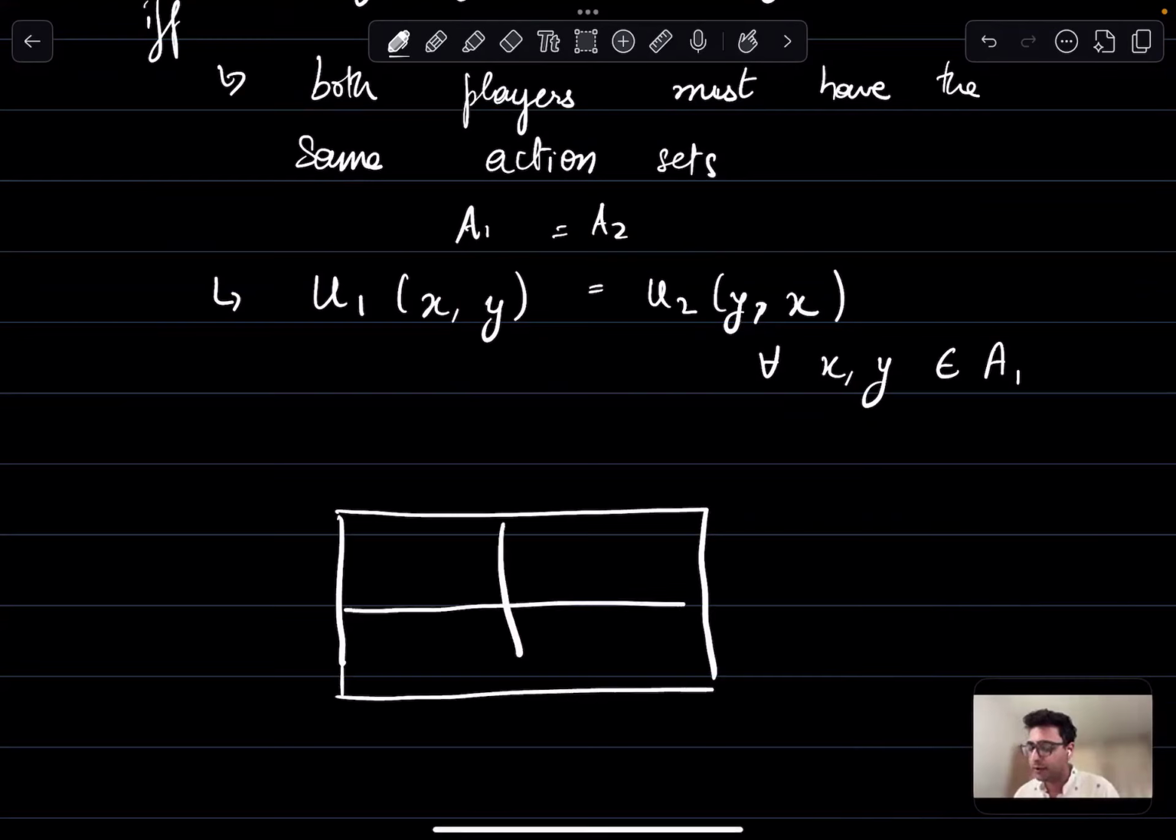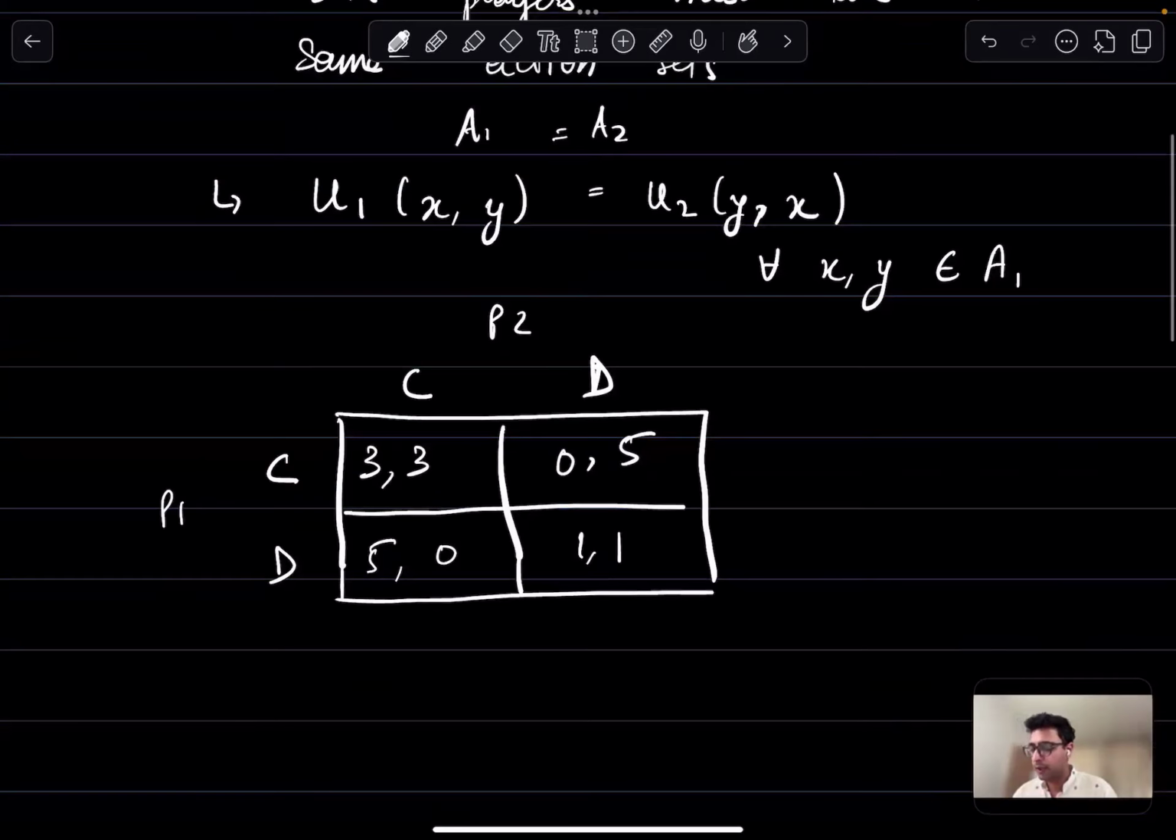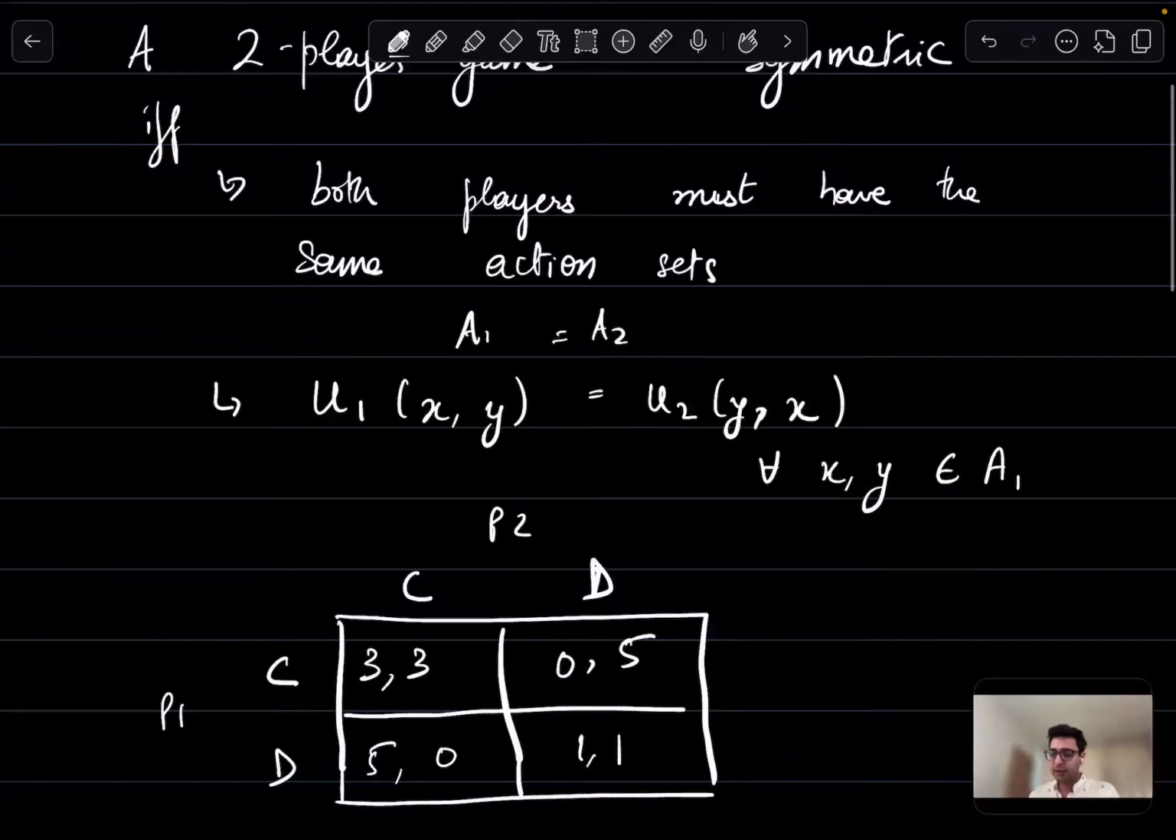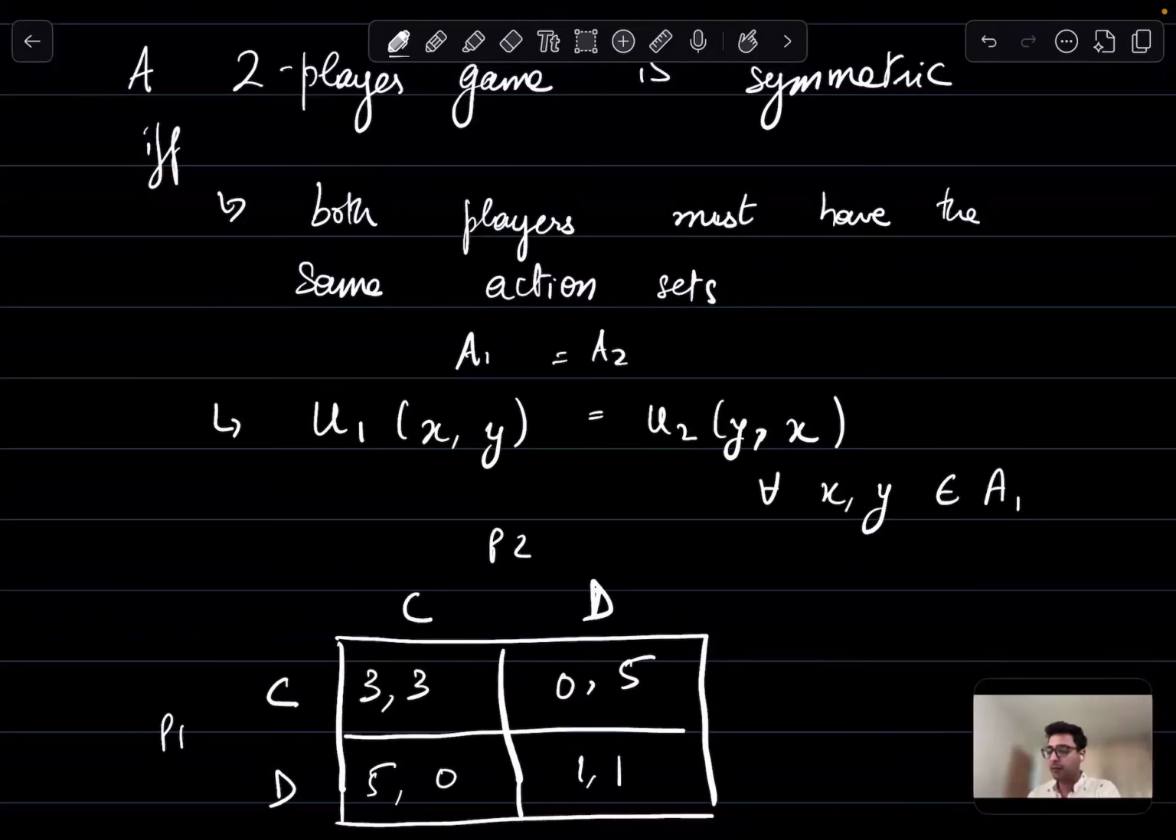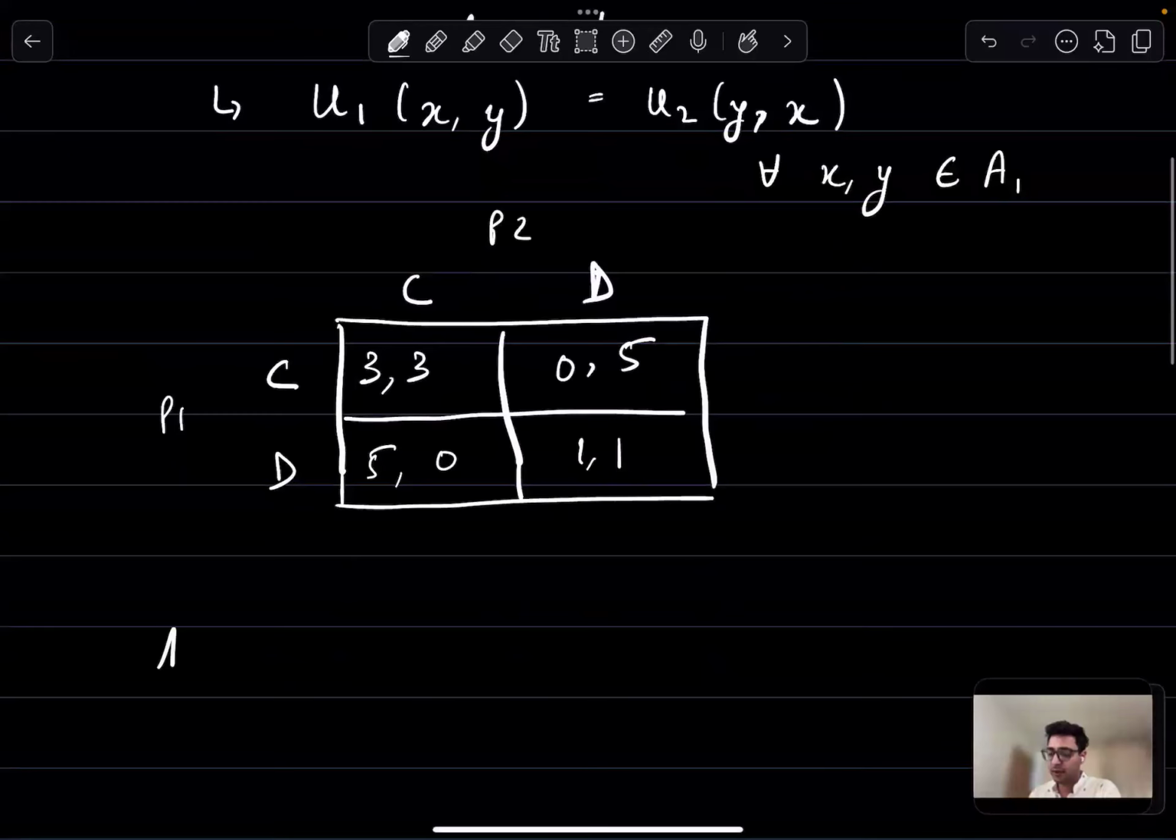So do you remember the prisoner's dilemma game where we have cooperate, cooperate, defect, defect, P1, P2? We had a 3, 3, 5, 0, 0, 5, 1, 1. So this game is symmetric. The first condition, that both players have to have the same action sets, is satisfied because A1 is the set C comma D, which is also the same as the set A2.